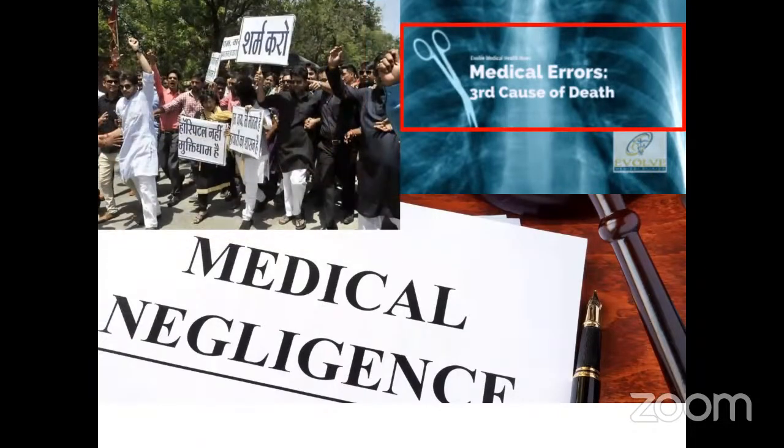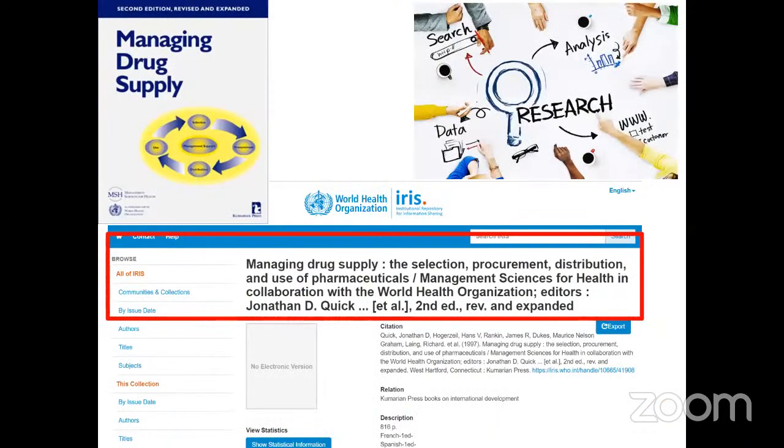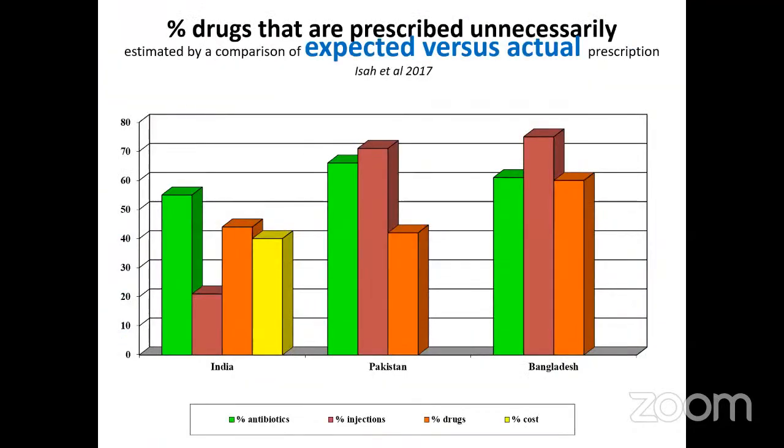Otherwise, we can imagine the scenarios. So, managing drug supply. There is one wonderful book edited by Jonathan D. Quick, approved by the WHO, called Managing Drug Supply. If you read it, he has assessed lots of countries, and out of these, I have taken India, Pakistan, and Bangladesh. In these three countries, the overuse, underuse, or misuse of drugs, especially antimicrobials and injections, is at a very high degree.